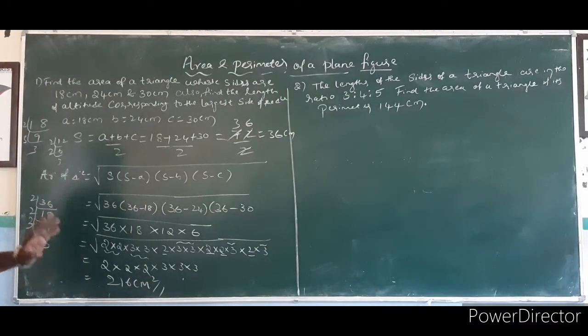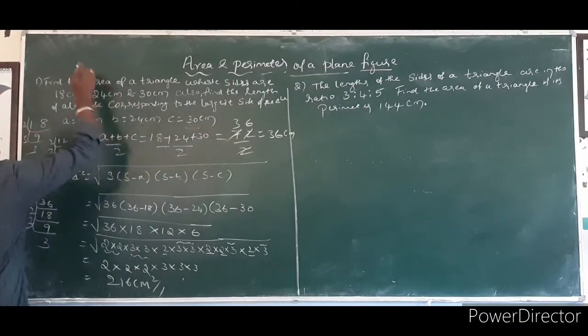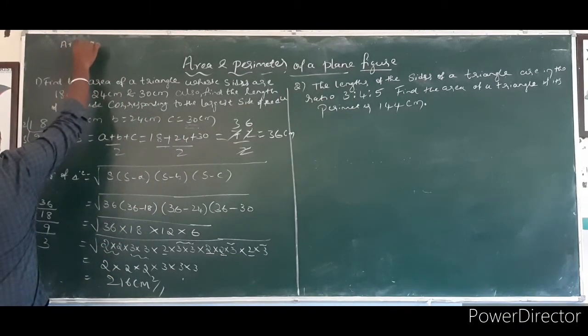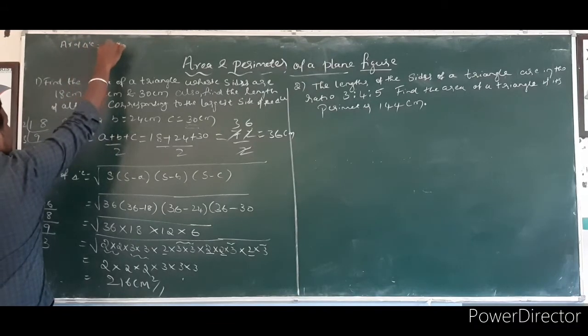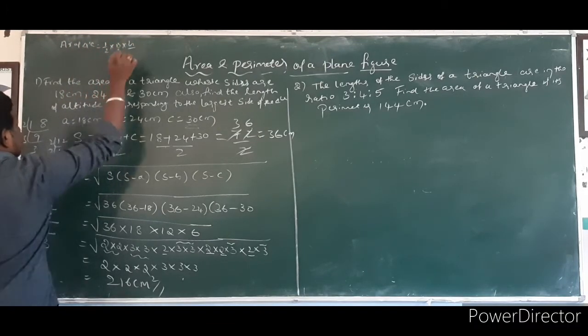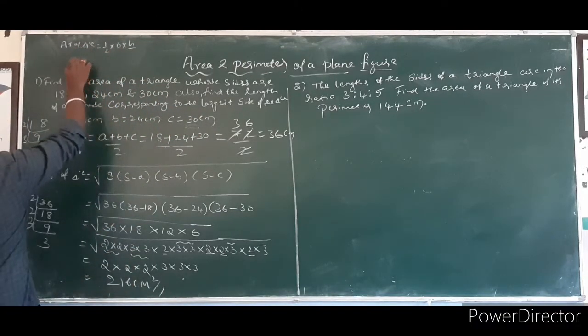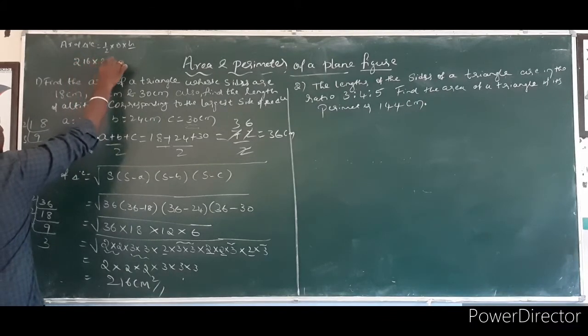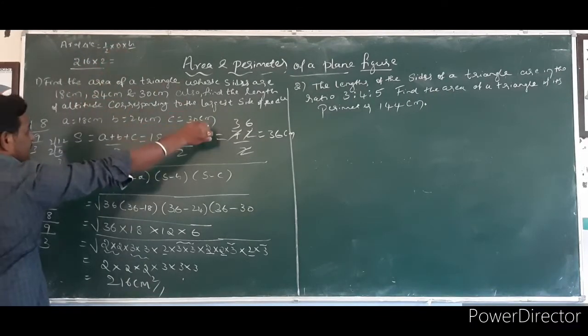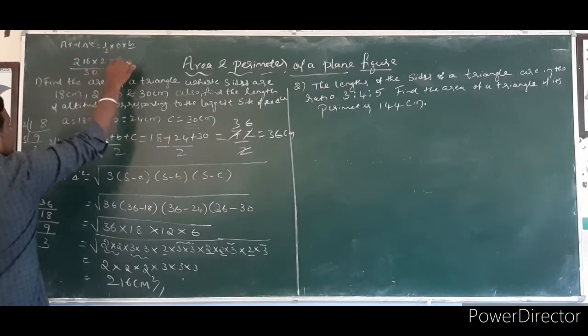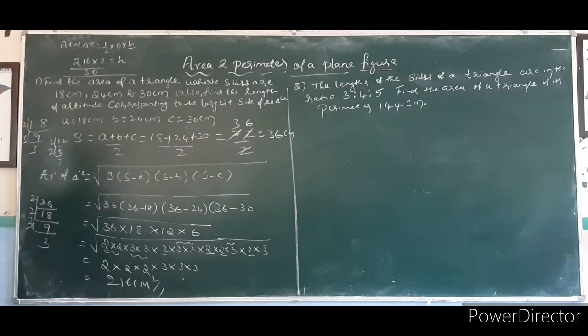What is the area? 216 centimeters square. And next they are asking to find the length of the altitude corresponding to the largest side of the triangle. So the largest side is how much here? 30. Area of triangle is half into base into height. We have to find the height value with the base 30. Area of the triangle we already found: 216. Cross multiply 2 divided by base value, 30 here, into height.